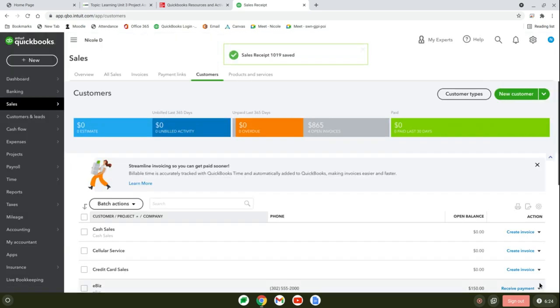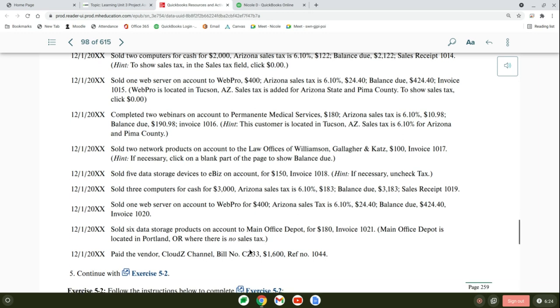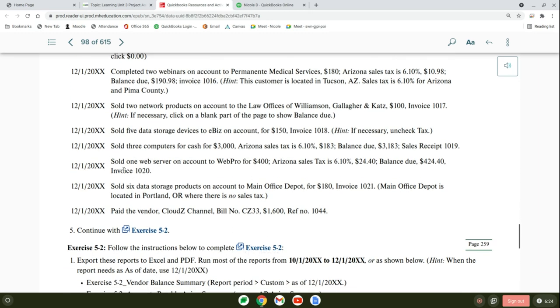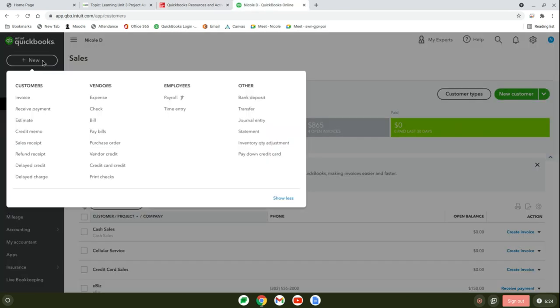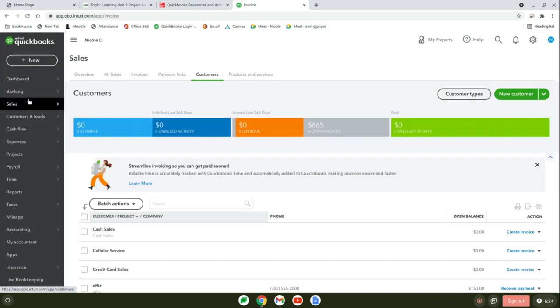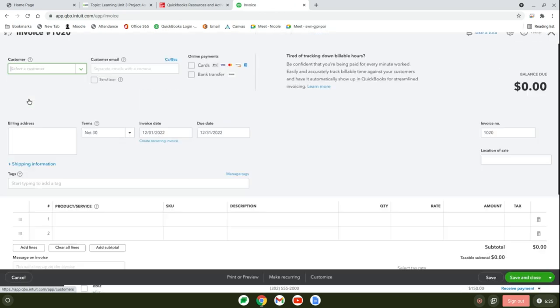Because we have 3 more. Sold 1 web server on account. There is an end to this, so it's quite a bit of work, but there is an end. We have 3 more. We sold 1 web server on account to WebPro. So on account is invoice, right? That's our credit customer. We're sending them an invoice. They have 30 days to pay. So we're going to select WebPro.